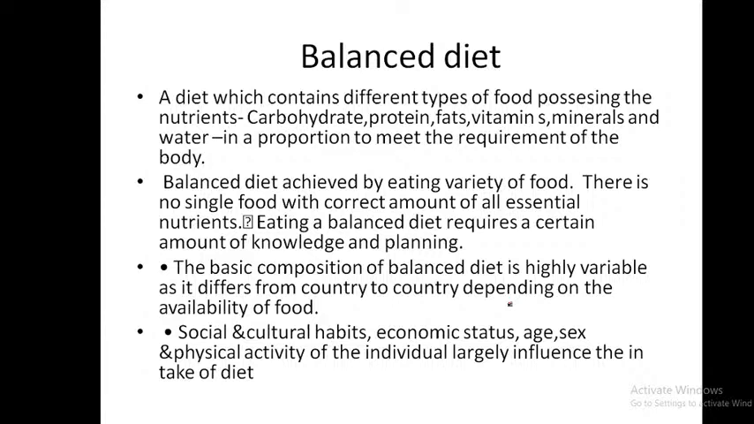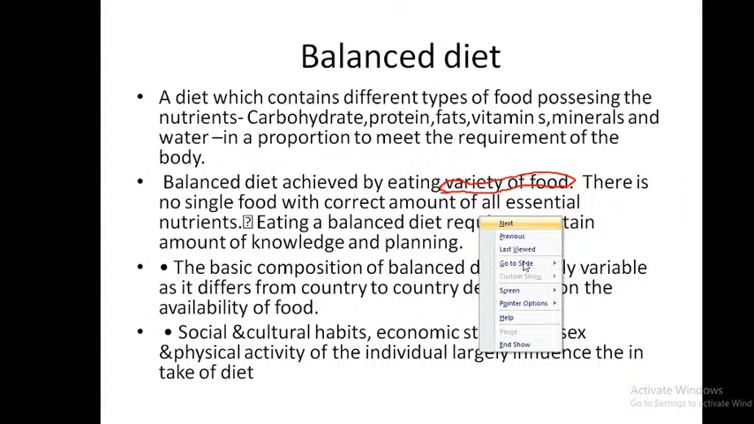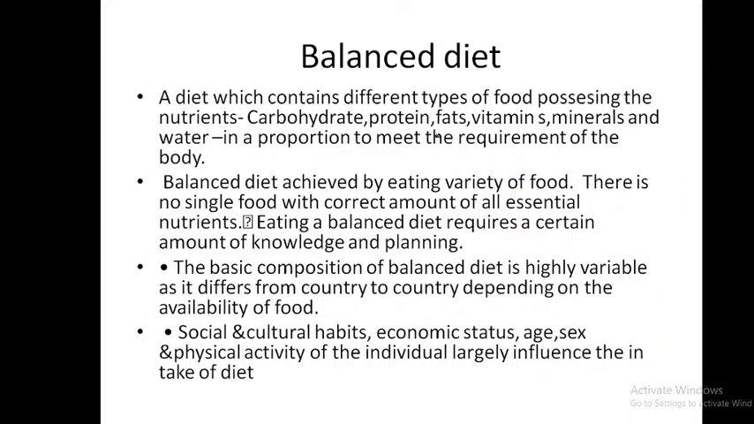That is very important. A balanced diet contains a variety of food. It is not a single type of food. Balanced diet is a variety of food, like different types. When you write the definition, balanced diet is defined as one which contains a variety of food in such quantities, that means in correct amount, not a single food, with correct amount of all essential nutrients.